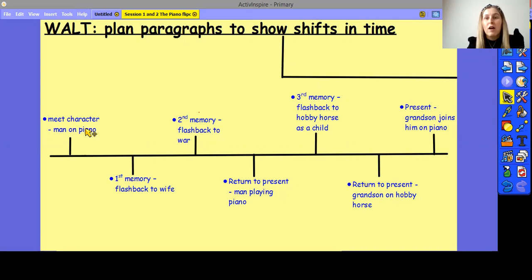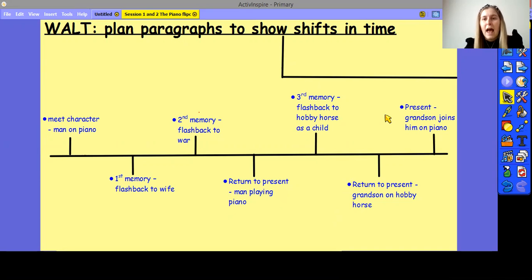So you can see here I've got the first event, we meet the character, the man on the piano. Second event is the first memory, the flashback to the wife. Then we've got the second memory, the flashback to the war. We return to the present and the man is playing the piano again. And then we have the third memory, the flashback to the man being on the hobby horse as a child. And then we return to the present and his grandson is now on the hobby horse. And then the final event is in the present and it's when the grandson joins the man on the piano.